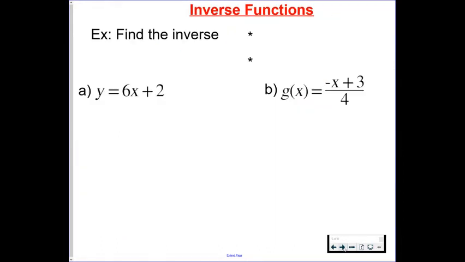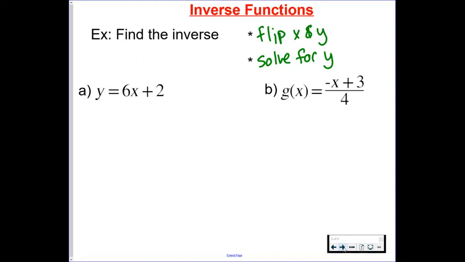Besides graphing inverse functions, we can also look at inverse equations. So how you find the inverse of an equation when you're not given the graph is the first step is to flip x and the y value, where they're located at in the equation, and then we're going to solve for y to find the inverse function.